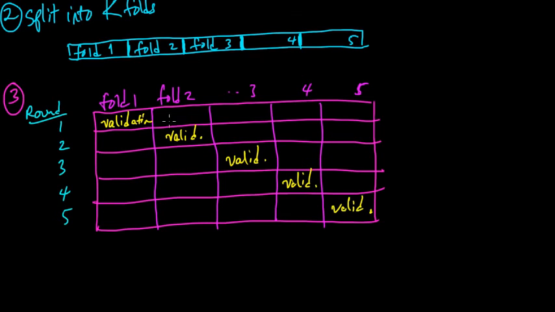And for round 1, everything else is the training set. So all of folds 2, 3, 4, and 5 are the training set for round 1. We take folds 2, 3, 4, and 5, lump them all together into one big set, and then we train on that, and then we're going to validate on this.